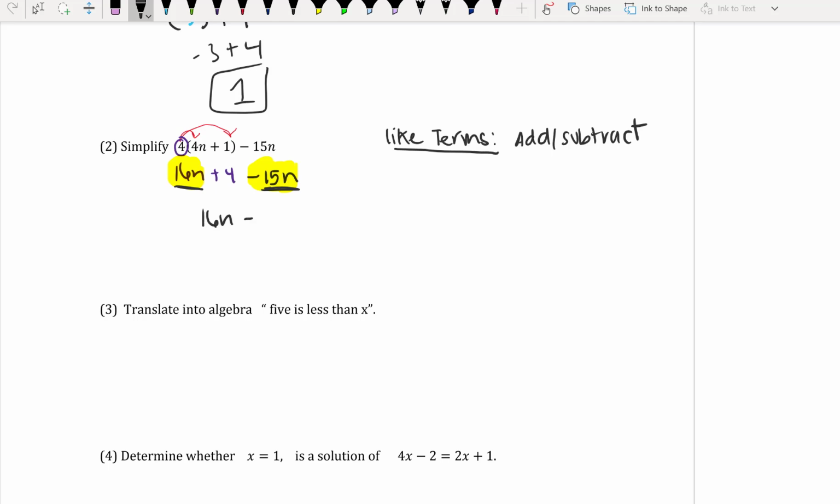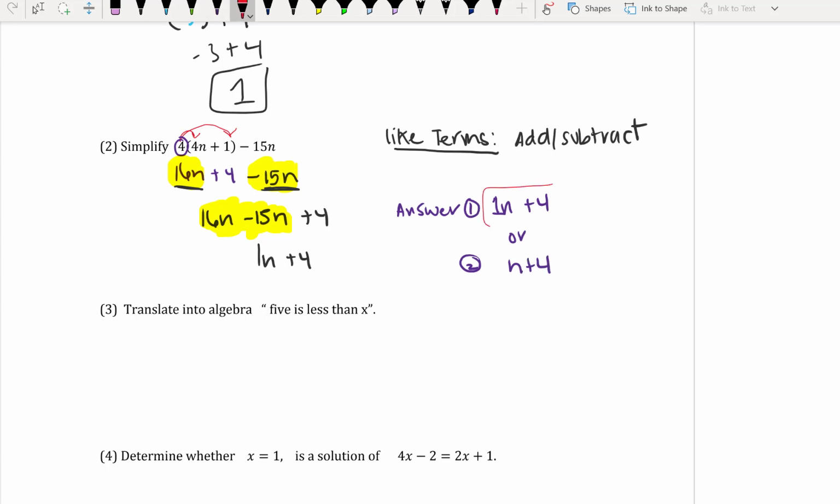So a 16n minus a 15n plus 4. So now when you have 16 minus 15, well, that's just going to give you a 1n plus 4. Now you can either write your answer as a 1n plus 4, with the number 1 there, or you can write your answer as just n plus 4. You don't necessarily need that 1 in front of the n, since you can count that there's only one n.